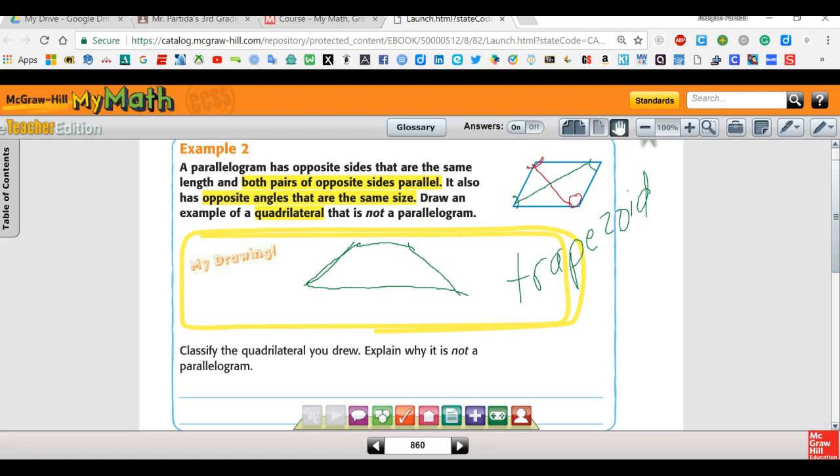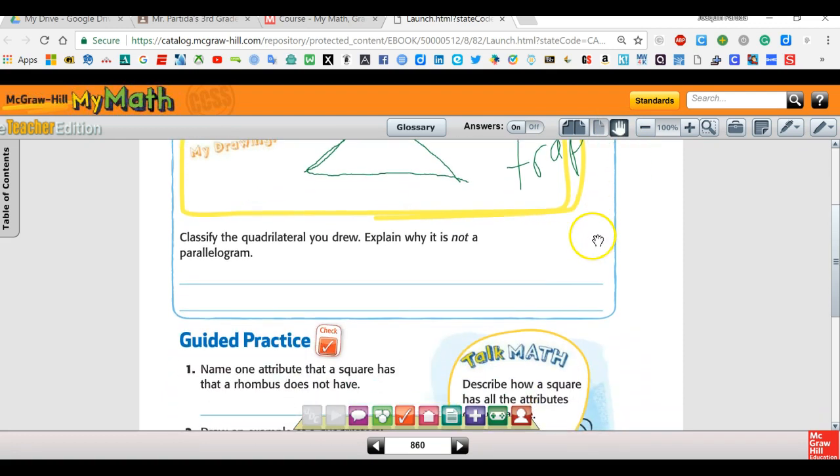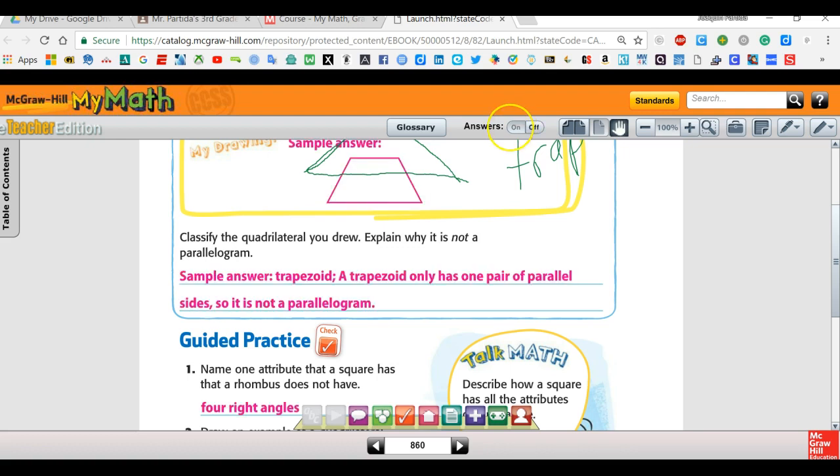It says classify the quadrilateral you drew. Explain why it would not be a parallelogram. It's not a parallelogram because not all the opposite sides are the same length. Great. And then it has one pair of sides that are not parallel. Something like this. Oh, look, a trapezoid. A trapezoid only has one pair of parallel sides, so therefore it's not a parallelogram.